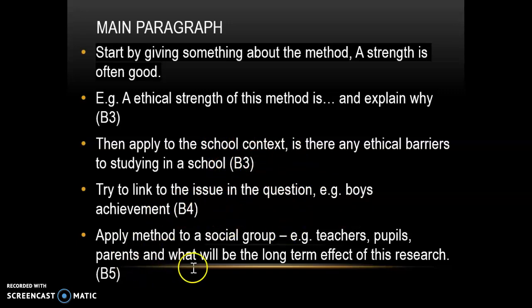And then to get B5, you will make sure you link it back to the method. So you apply the method to the group, whoever you're researching, teachers, pupils, parents, about boys and achievement and what will be the long-term effect of that research. So we're going to have a look at a cheeky bit of a paragraph. It's quite a chunky paragraph because there's lots of things that I wanted to say, and you can develop them a little bit further as you do your practice. So let's have a look at an example paragraph.